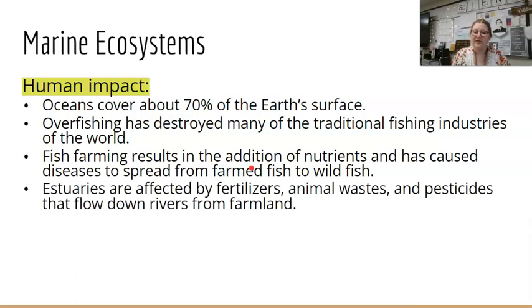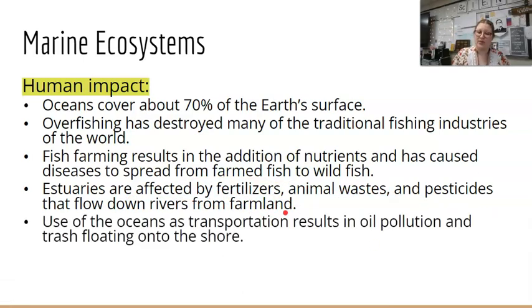And estuaries are affected by fertilizers, animal waste, and pesticides that flow down rivers from farmland. And that's going to affect where estuaries are super, super important for fish to be able to reproduce and thrive. So if we are affecting those with all of these chemicals, then we're going to affect the marine life as well. And the use of oceans as transportation results in oil pollution and trash floating onto the shore.